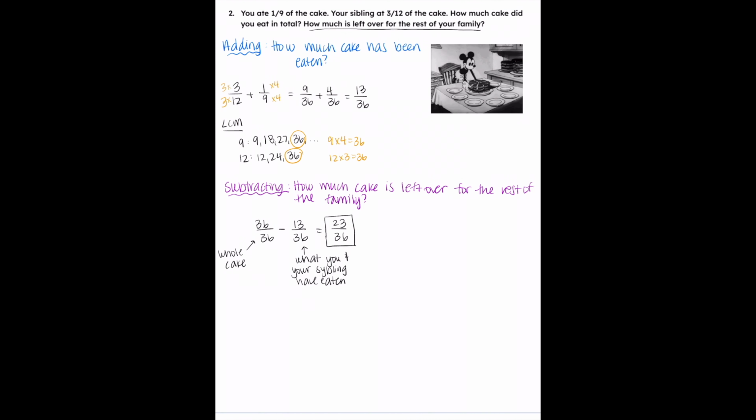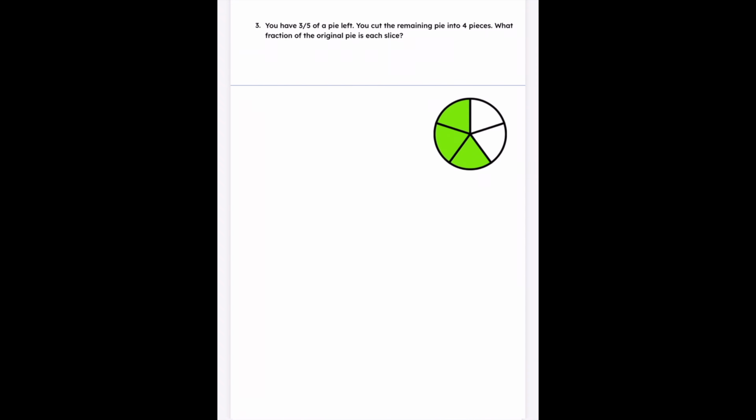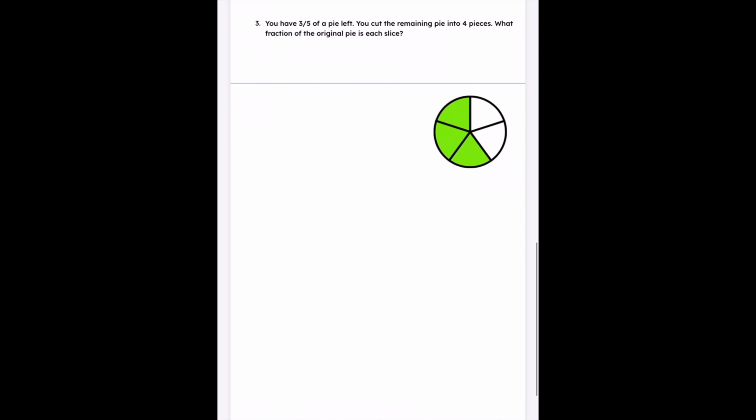Now let's move on to our third fraction word problem. For number 3, it says you have 3/5 of a pie left. You cut the remaining pie into 4 pieces. What fraction of the original pie is each slice? So for our diagram right here, I have a pie chart of 3/5, right? That's how much pie we have left. We are going to take that and divide it into smaller pieces. We're taking the 3/5 we have, we're cutting it into 4 pieces.